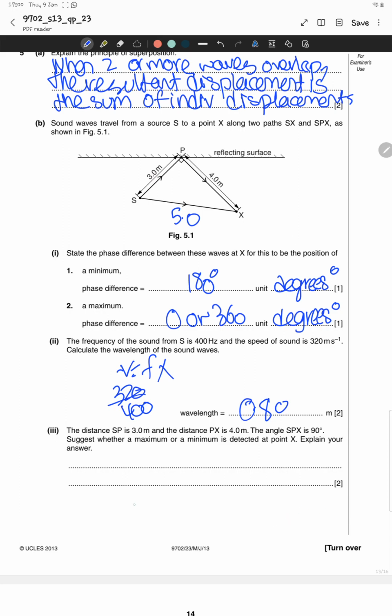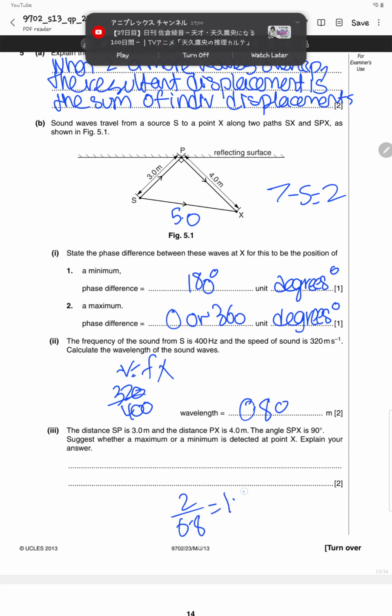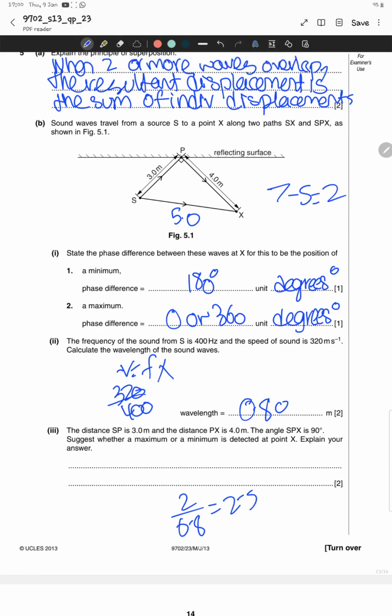So the path difference here is, one wave is going from here to here, right? So it's going 3 meters here and then 4 meters, so 7 meters. And then one is going 5 meters. So the path difference is the difference in distances, which is 7 minus 5, so it's 2. Now our wavelength was 0.8. So 2 divided by 0.8 is 2.5, which means that this is n plus lambda by 2, which means this will be destructive, which means that it'll be a minimum.